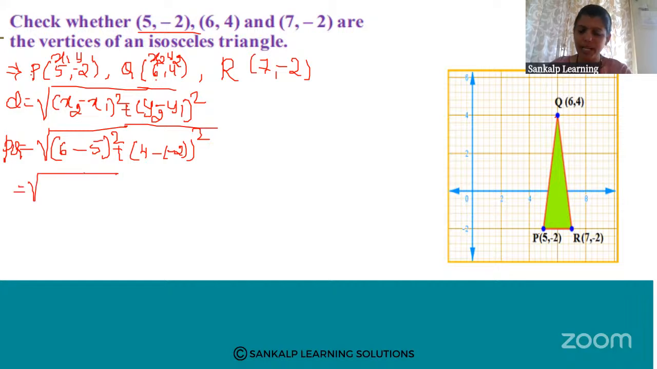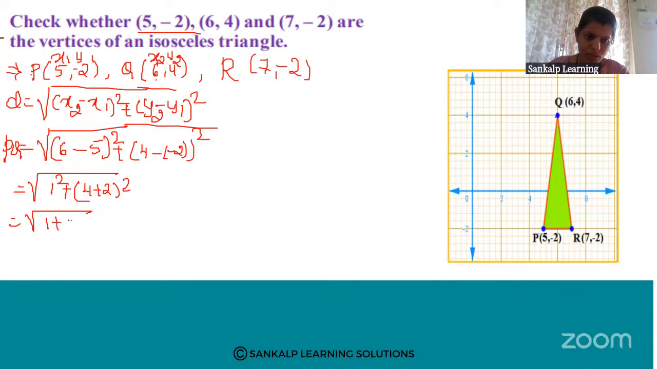Now, 6 minus 5. 6 minus 5 is 1 square, plus 4 minus into minus is plus, so 4 plus 2 whole square. Right, 1 square is 1 and 4 plus 2 is 6 square. 1 square is 1, so this is 6 square. That means 1 plus 6 square is 36. Therefore, the PQ value is square root of 37 you will get.